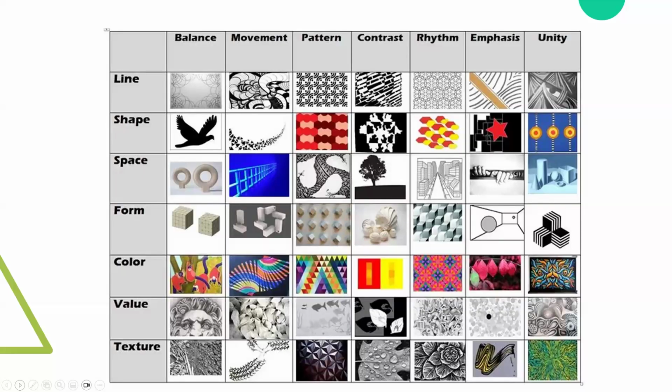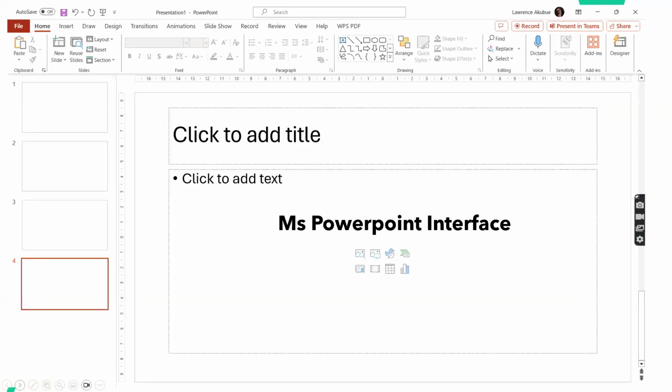So design elements, you now see how to use all the elements like line, shape, space, form, color, value, and then to depict certain things like balance, movement, pattern, contrast, rhythm, emphasis, and all these things gathered together is what we refer to as what? Design principles. So we are going to talk about how to use some of these things in our PowerPoint. I'm not just going to jump into a PowerPoint presentation. I like using some of these things to do this illustration.